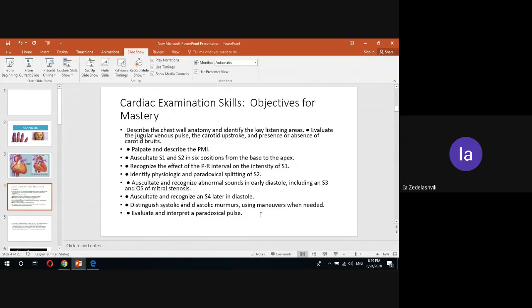Its objectives are to master: describe the chest wall anatomy and identify the key listening areas. Evaluate the jugular venous pulse, the carotid upstroke, pressure and absence of carotid bruits. Palpate and describe the PMI. Auscultate S1, S2 in 6 positions from the base to the apex.